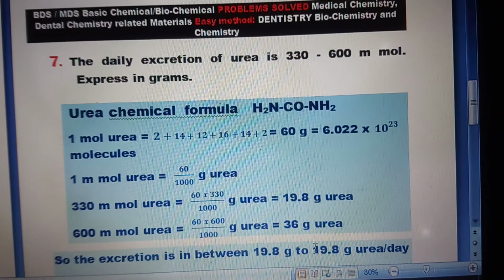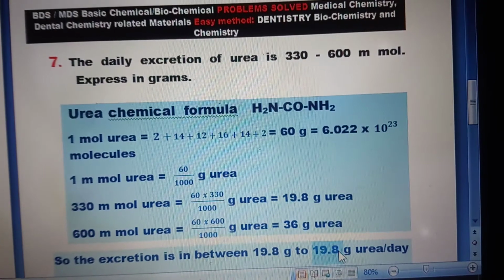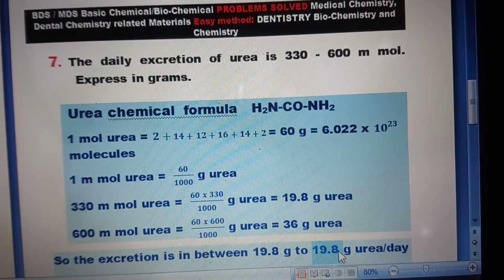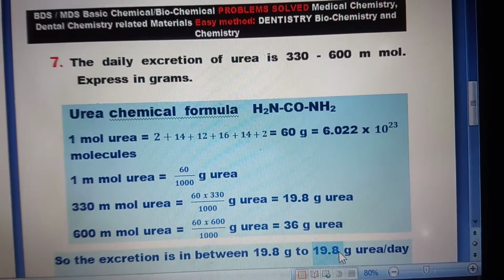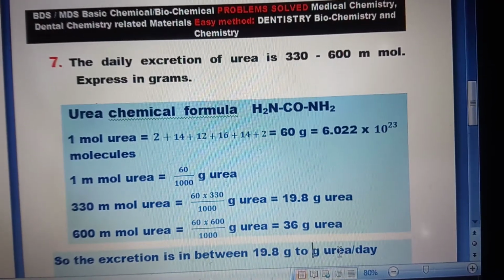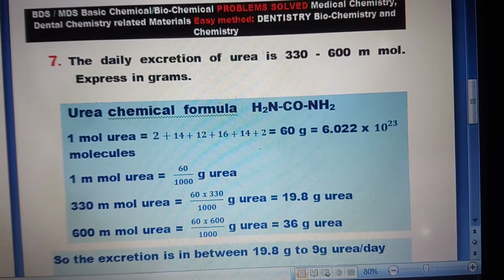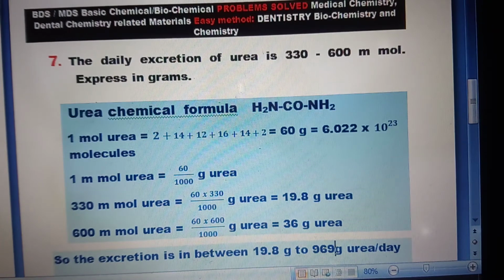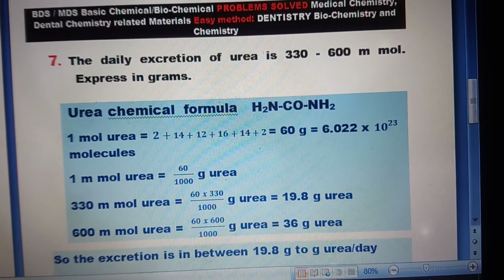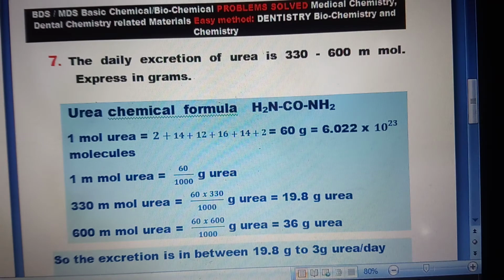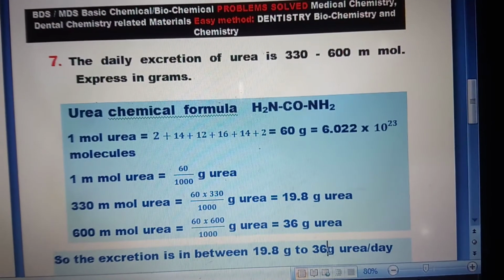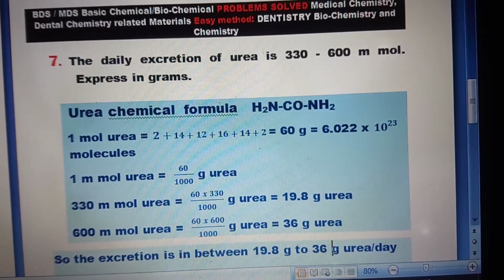So this is not 19.8, it is 36. So they are excreting 19.8 grams to 36 grams of urea per day. Okay, that is the correct answer: the excretion is between 19.8 grams and 36 grams of urea per day.